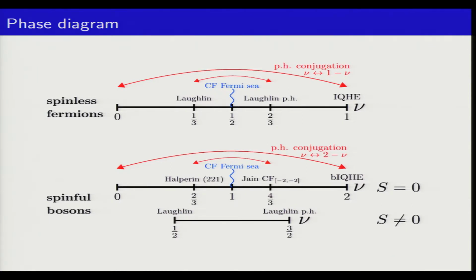What do we expect for spinful bosons? So there, we have the bosonic integer quantum Hall effect at nu equal 2 that you map to the empty system. And we want to see if there is any emergence of a particle-hole symmetric state related to the Halperin wave function. And the other ingredient is what is going on at nu equal 1. The particle-hole conjugation for bosons actually maps nu to 2 minus nu. So the invariant filling factor is nu equal 1 for this case. That's for the singlet sector. You can also look at other spin sectors, but I don't want to talk about that right now.